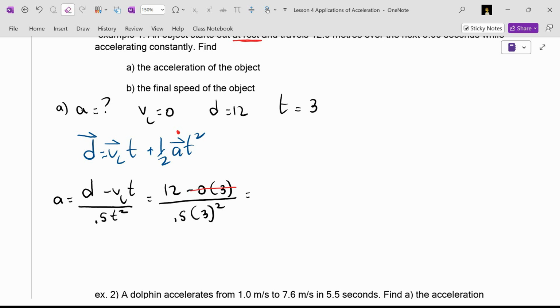All of you want to go to your calculators. All of you want to try typing this in. Actually, I can do this one in my head. It's going to be 24 divided by 9. 24 over 9 is 8 over 3. It's going to be 2.6 repeating, I think, but double check me.